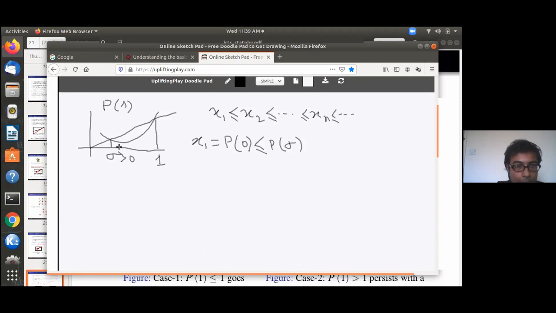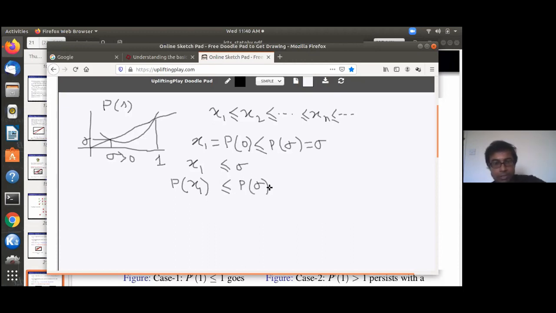Now sigma is a fixed point, right? Because at sigma the value of P is sigma itself, because it is on the diagonal line. So P(sigma) equals sigma. So what we have got here is x1 less than or equal to sigma, right? Now if I apply P again on this inequality, P(x1) must be less than or equal to P(sigma), correct? Because P is an increasing function, which is again sigma.